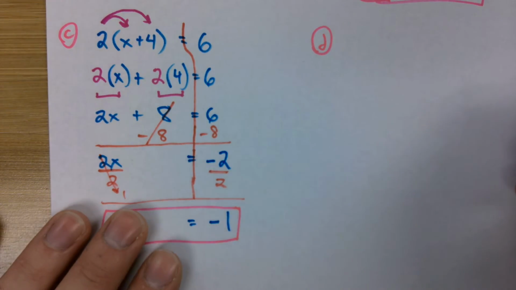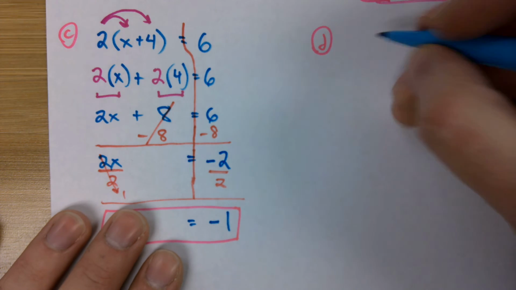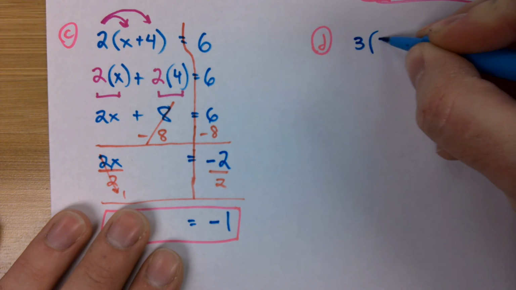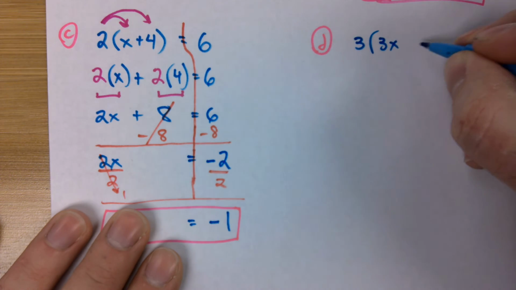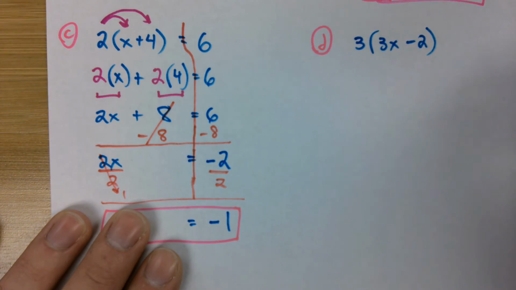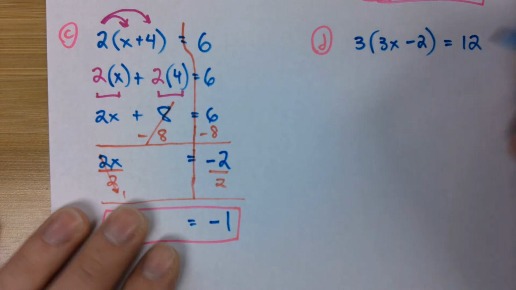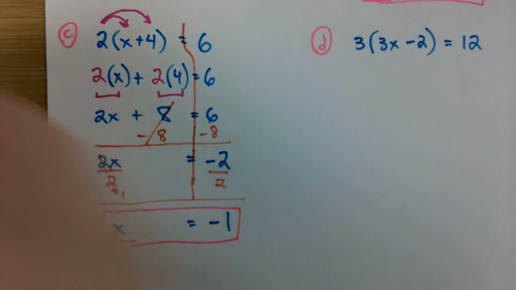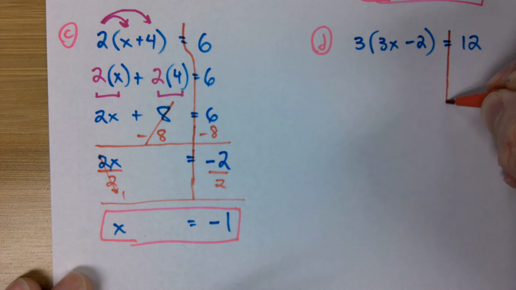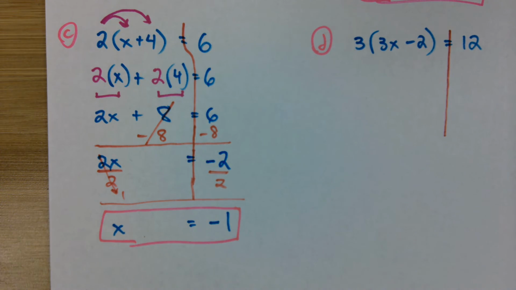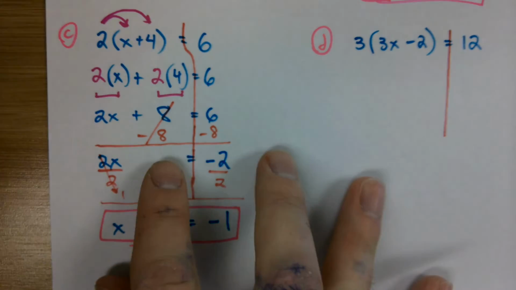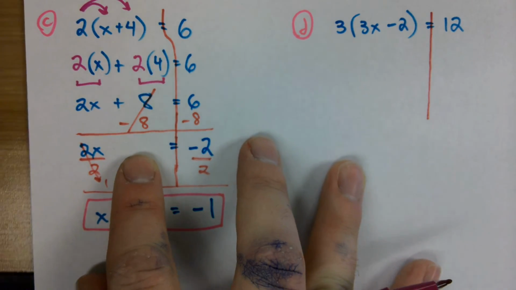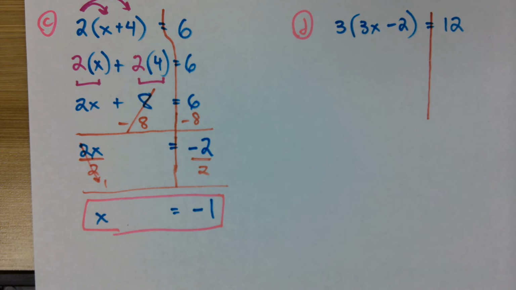Let's do example D. Let's do 3 times 3x minus 2 equals 12. I'm going to go ahead and split my equation right now so I don't forget. What's our first step going to be here in example D? Azalea, what's our first step? Distribute. We got to distribute the 3.